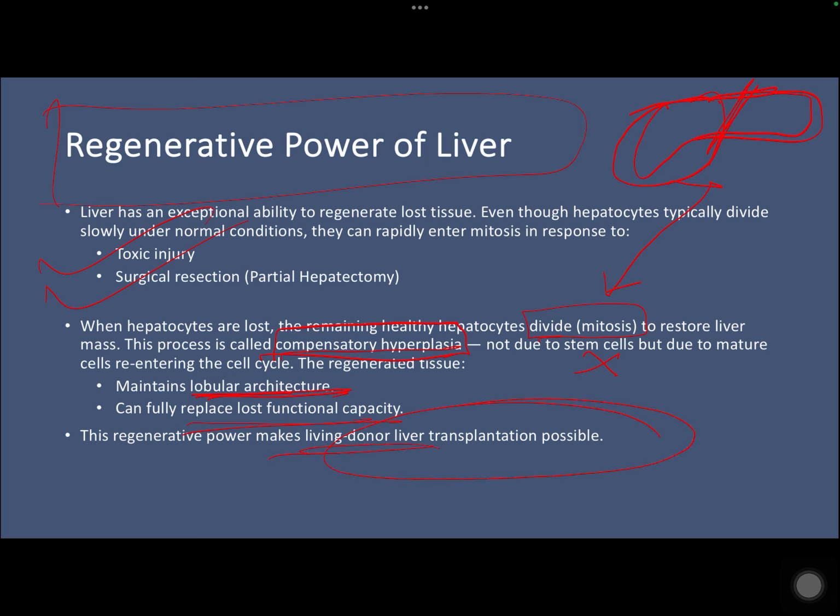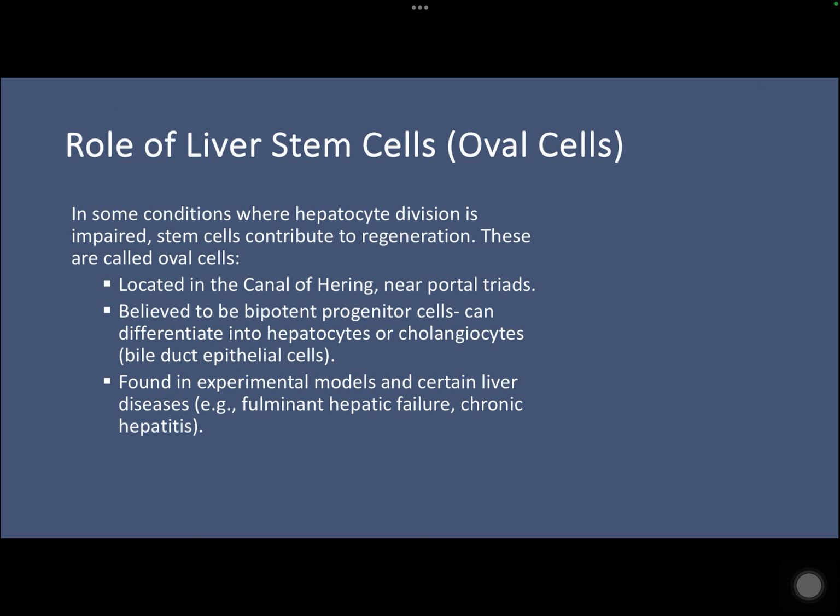Living donor liver transplant is possible nowadays. What we do, we take a part of the liver from the donor and donate it to the recipient, the person who is in need. For example, a person who has chronic liver disease, end stage liver disease, who is in need of a liver transplant. Now, one last thing about the microscopic anatomy of the liver: the liver also contains stem cells.